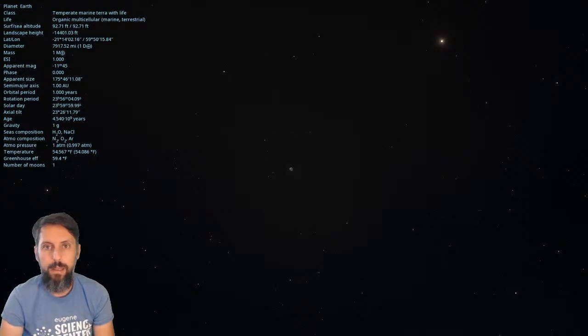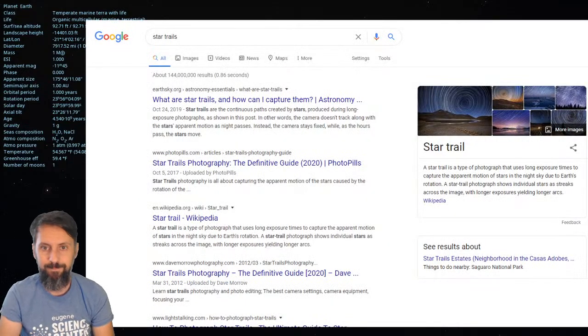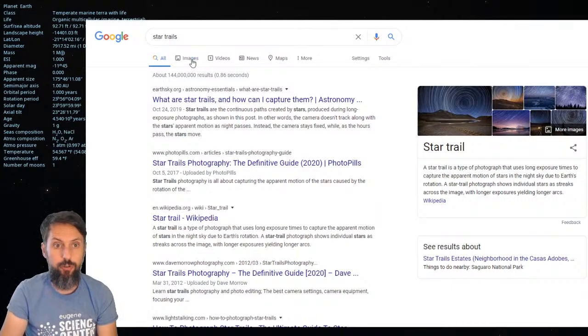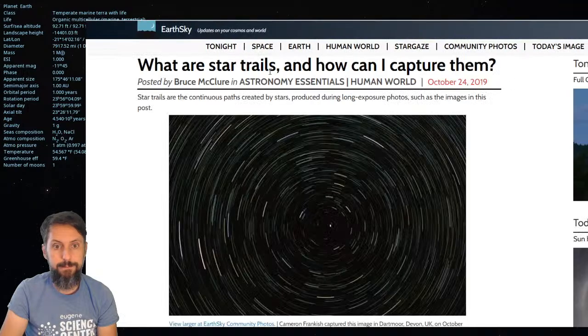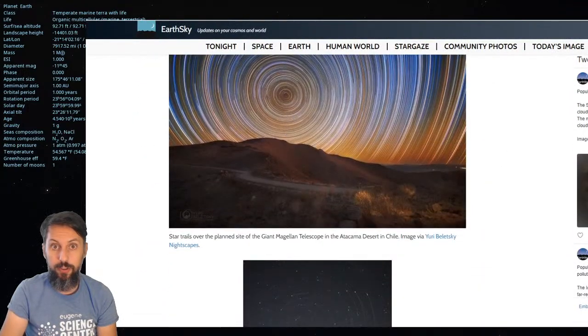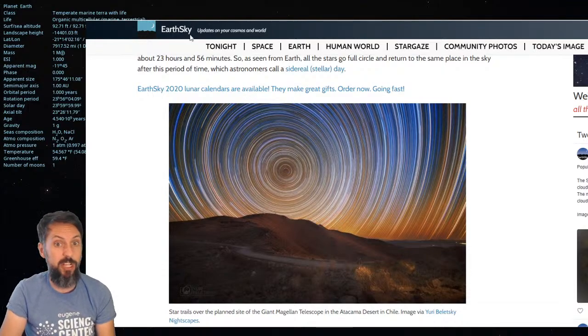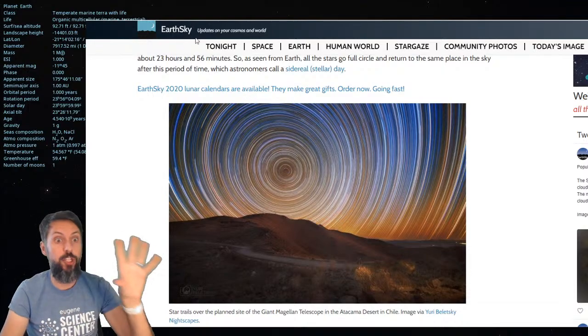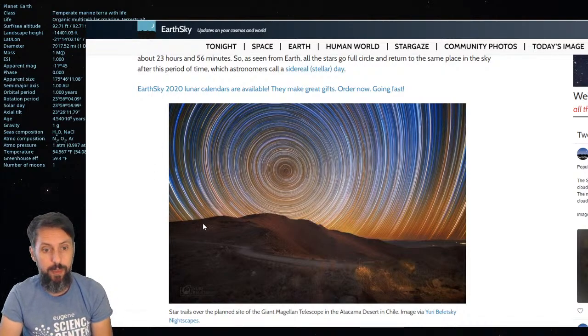So let's bring up a web browser. Do I have a web browser? Internet? Aha, there we go. So if I look up images of star trails here, you can see this image here, or this image right here. This is what happens if you just point your telescope at the north, open the shutter for a long period of time. How do I know that? Well, let's show you. Let's do the same thing, right?